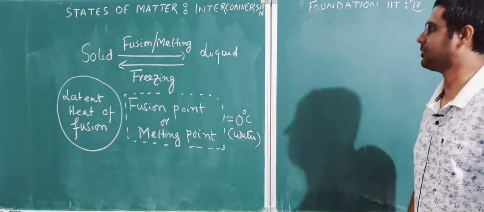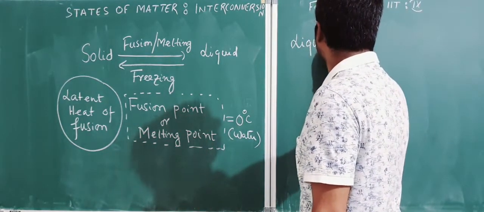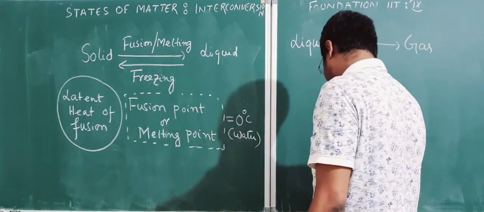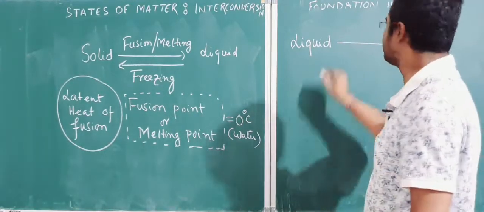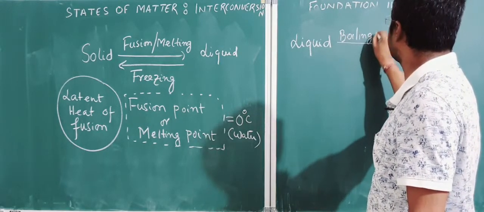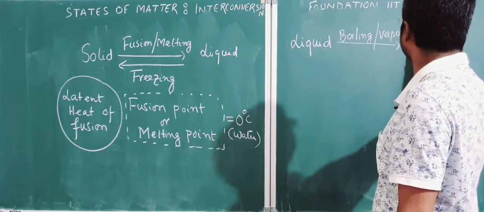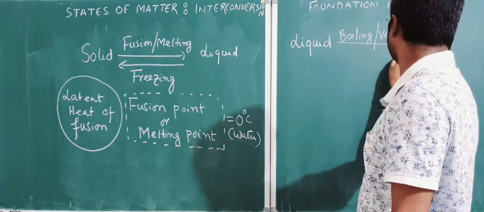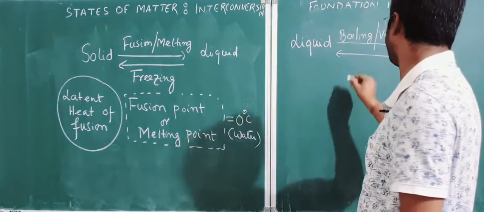Now we will be taking a case of liquid to gas. This process of conversion of liquid to gas is called boiling or vaporization. The opposite process is called condensation, or you can write liquefaction.